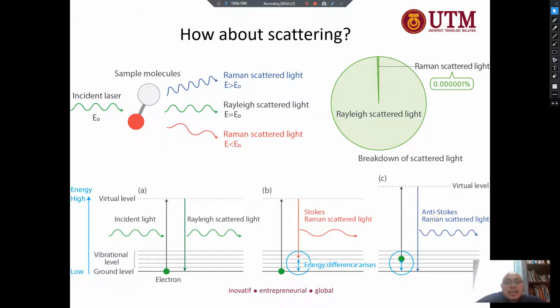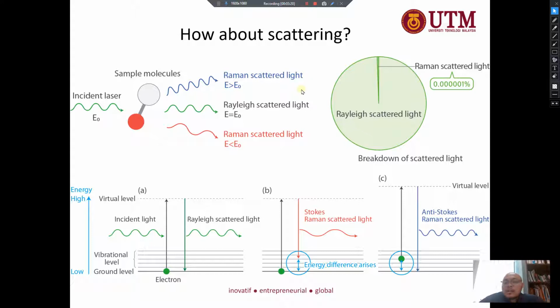So for scattering, you need to remember three things: Raman anti-Stokes, Raman Stokes, and Rayleigh scattering. For Rayleigh scattering, the energy of the incident equals the energy scattered back from the emitter to the radiation field. For anti-Stokes, the energy produced is higher compared to the energy of the incident. For Stokes, the energy scattered is less than the energy of the incident. I hope you don't get confused.